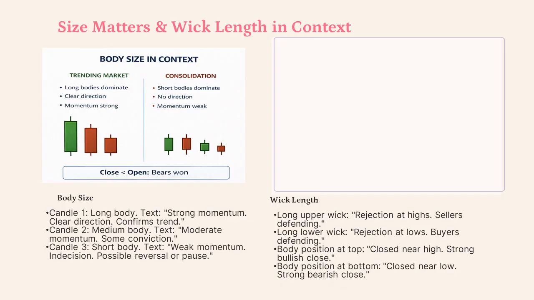Second, wick length in context. A long upper wick always means the same thing. Price moved higher, then was rejected. But the significance depends on context. After an uptrend, a long upper wick is a warning. Sellers are stepping in. At a resistance level, it confirms that resistance is strong.